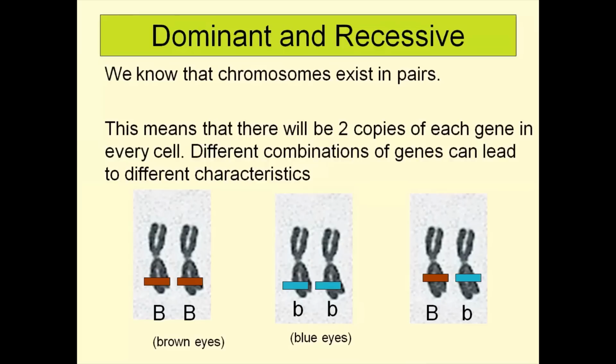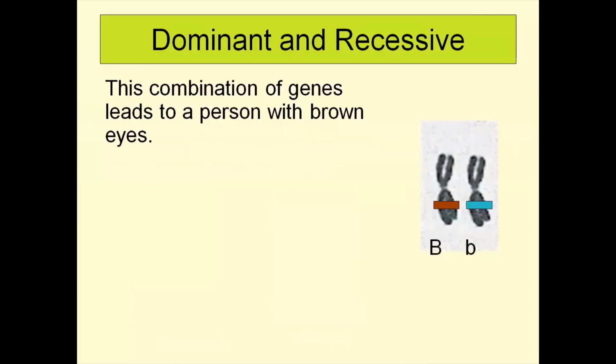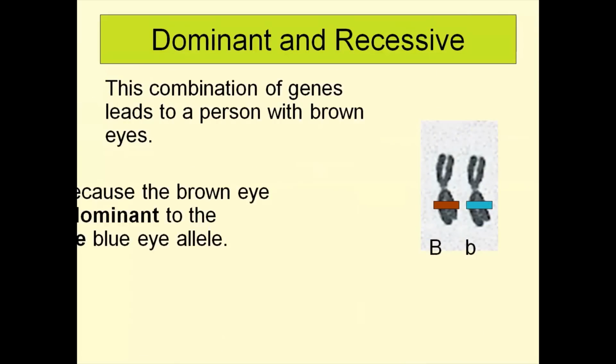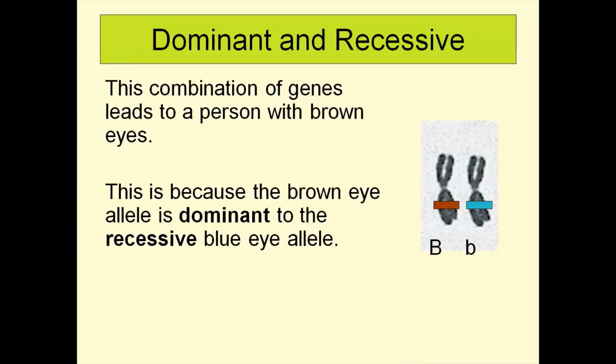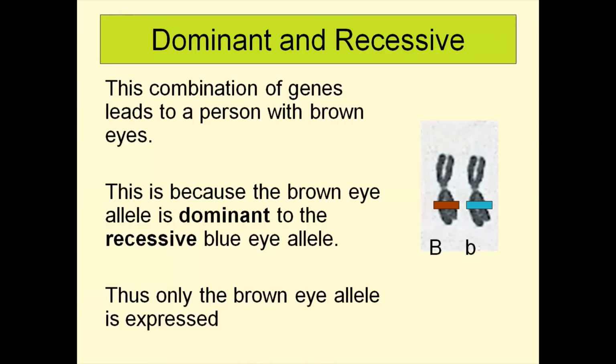In the third case, capital B, lowercase b, the dominant character will express itself. This combination of genes leads to a person with brown eyes. This is because the brown eye allele is dominant to the recessive blue eye allele. Thus, only brown eye allele is expressed. I hope that's clear. This is very important.